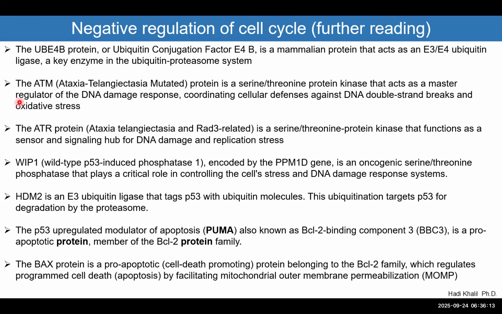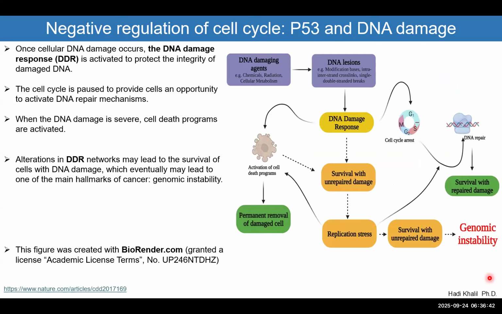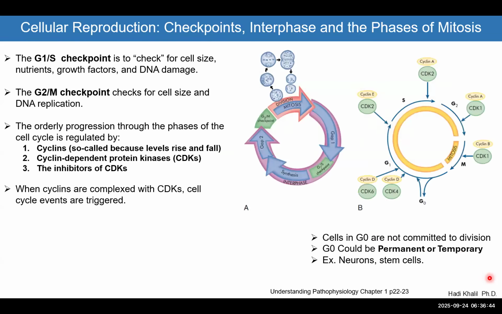Okay, so these two guys here, ATM, ATR, if there is a damage in the DNA, that damage will directly be detected by these two proteins. Okay, what do these proteins do? These are kinases. What do they do? They add a phosphate. They add a phosphate to what? To CHK1 and 2, which are the cell cycle checkpoint kinases, which are those cell cycle checkpoints here and here.